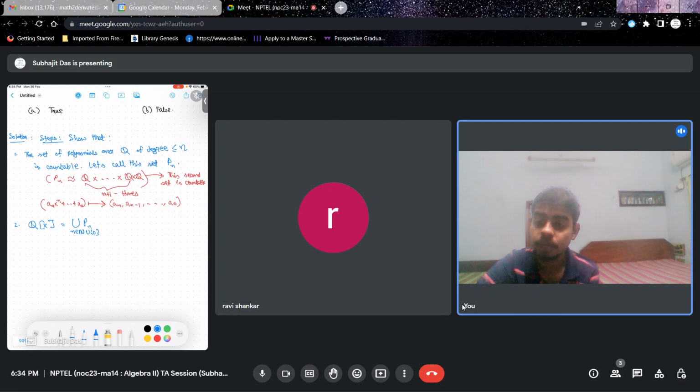We are taking Q, the product of Q with itself n plus 1 times. The Cartesian product is being taken n plus 1 times. And this particular set of (n+1)-tuples with the entries being in Q is a countable set, right? Q is countable implies Q cross Q is countable, right?